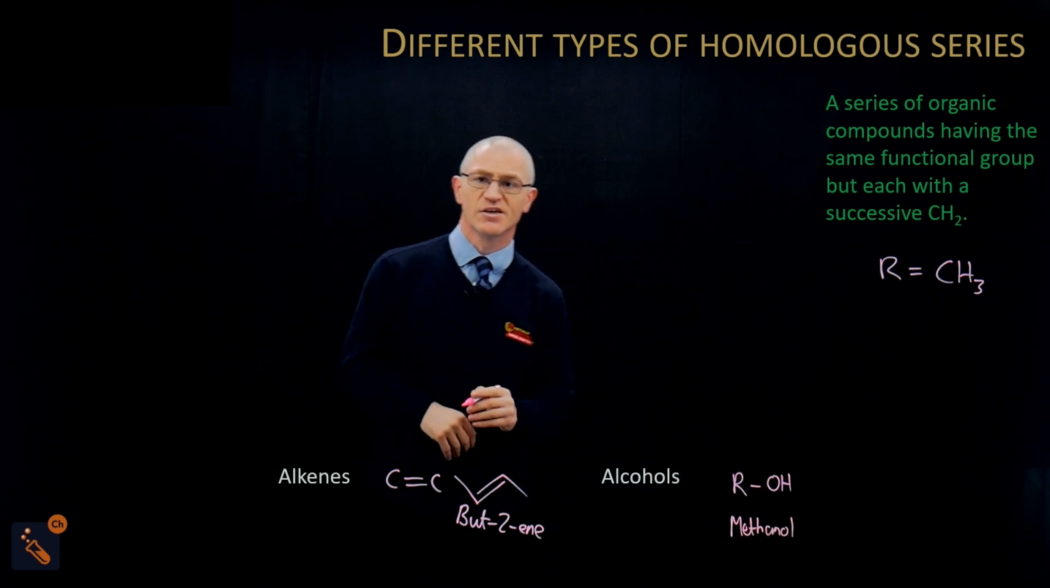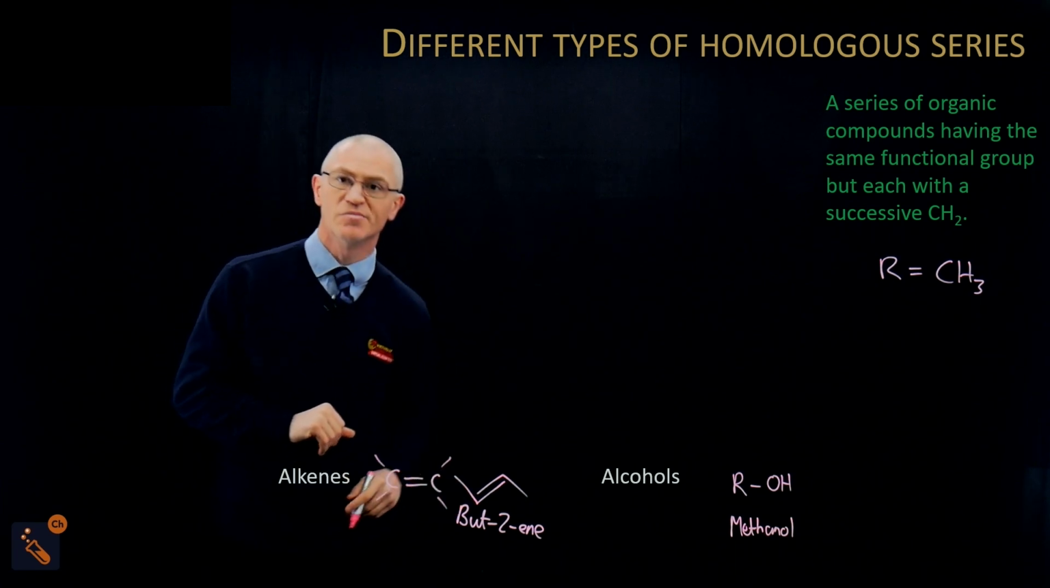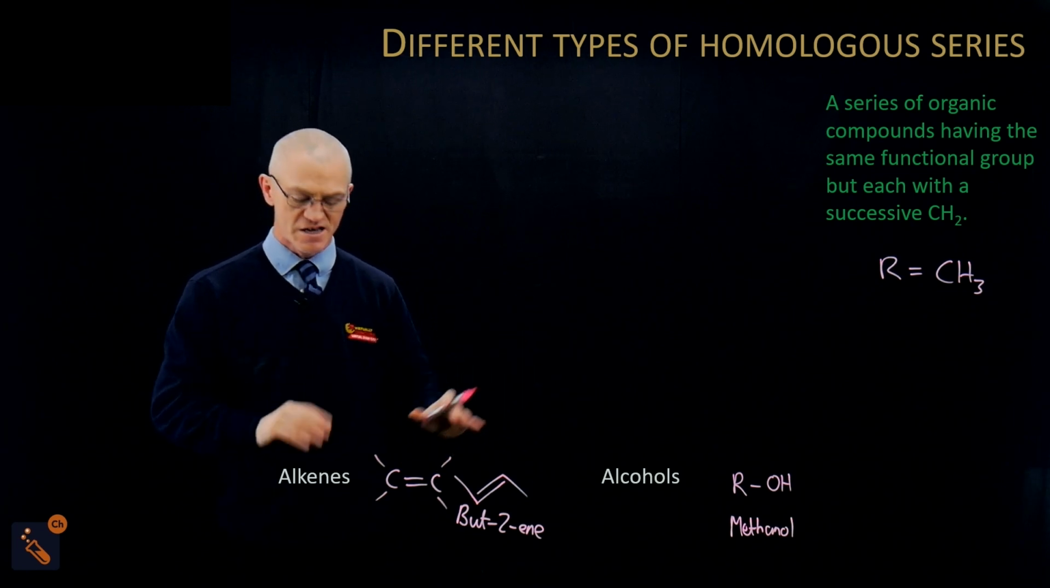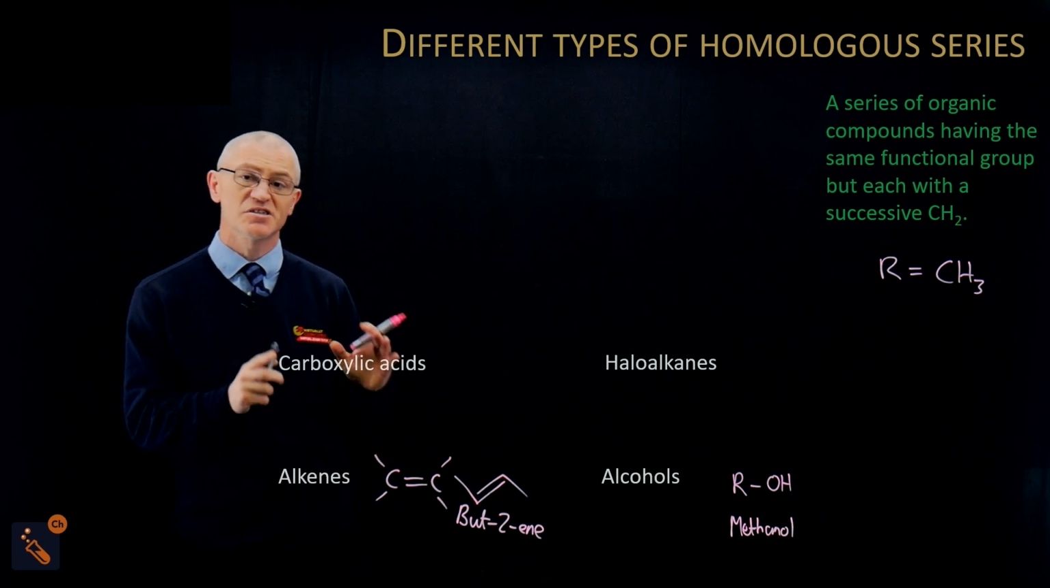Now, let's just finish this off actually. Remember there are 4 bonds to the carbons, just want to make that clear. And then move on to our next one. So our next one is carboxylic acids.